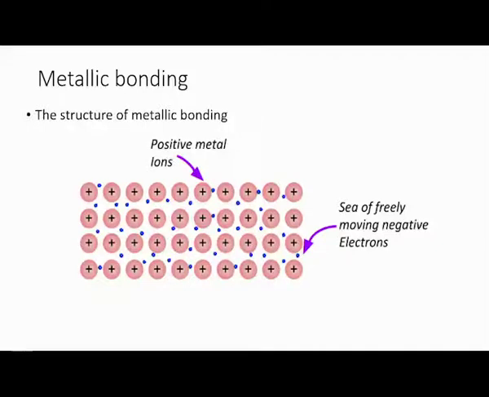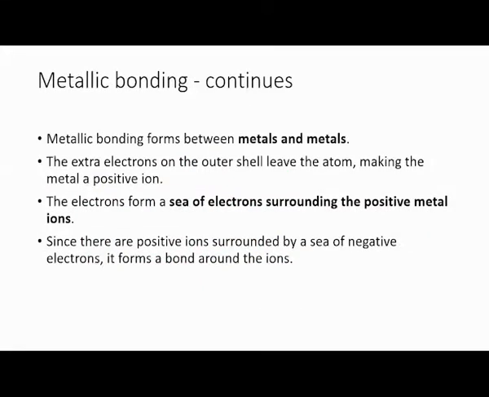These atoms lose their outer shell electrons, and these electrons are not gained by any other atom. They just surround the metal ions, and there is a force of attraction between the metal ions and the sea of electrons. Since these electrons are free to move, this is what gives metals their properties: they are good conductors of electricity, they are malleable because the ions can slide over each other, and they are also good conductors of heat.